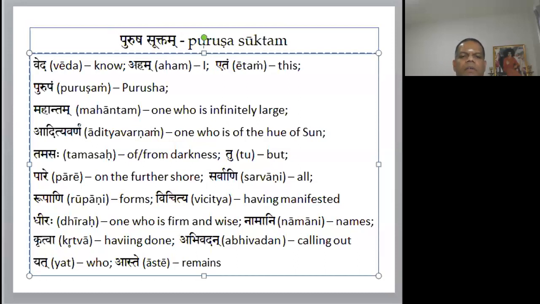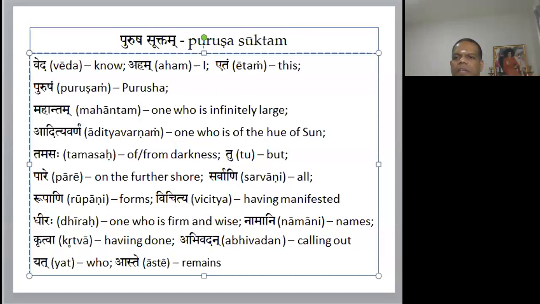Okay, so Abhivadana. Vadana means mouth, or face; both are meant. Abhivadana means He calls out. Having created all this, He's calling out to all of us also. So He's the one who names us, He's the one who makes the forms, and He's the one who calls: Abhivadana.